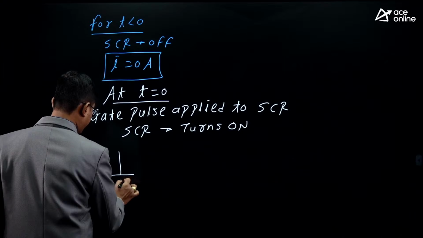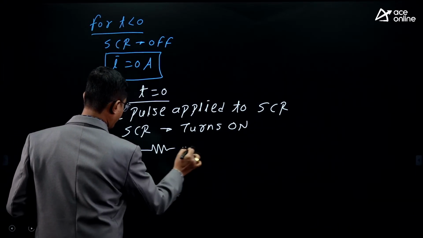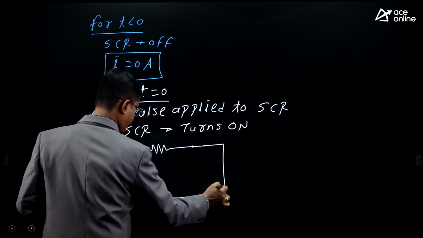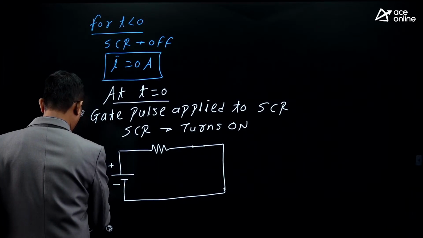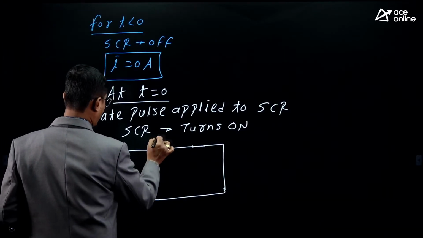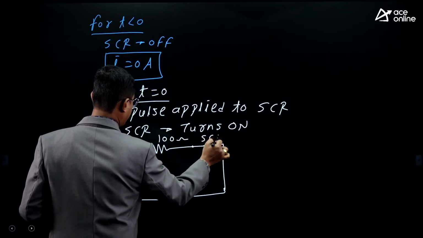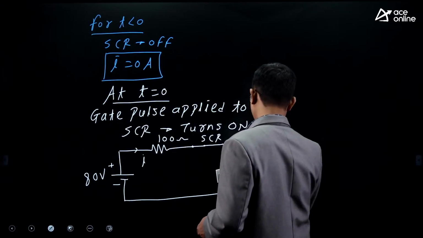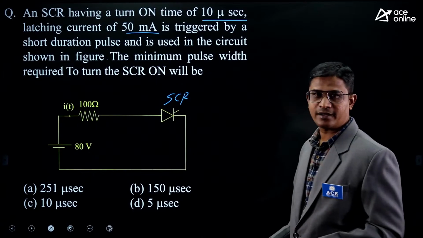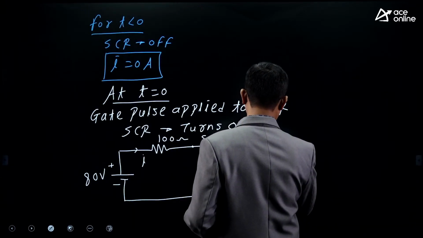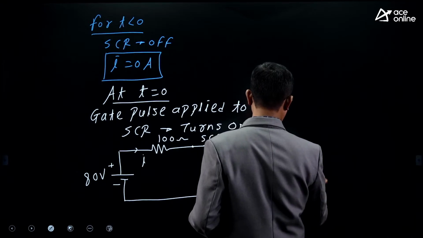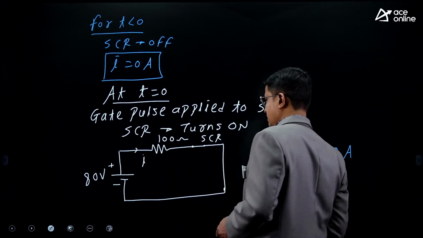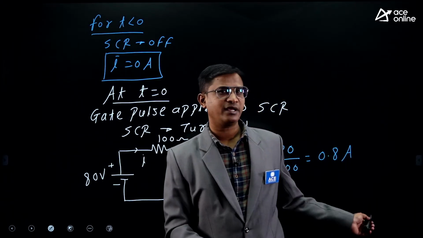Here it is 80 volt, here it is 100 ohm, and here it is the SCR, and the circuit current is I. Now tell me, at t equal to 0, what is the circuit current I? I is equal to 80 by 100, which is equal to 0.8 ampere. So the circuit current at t equal to 0 is 0.8 ampere.